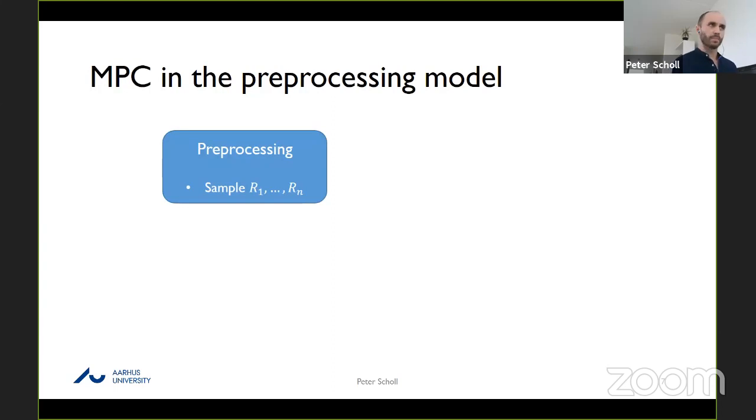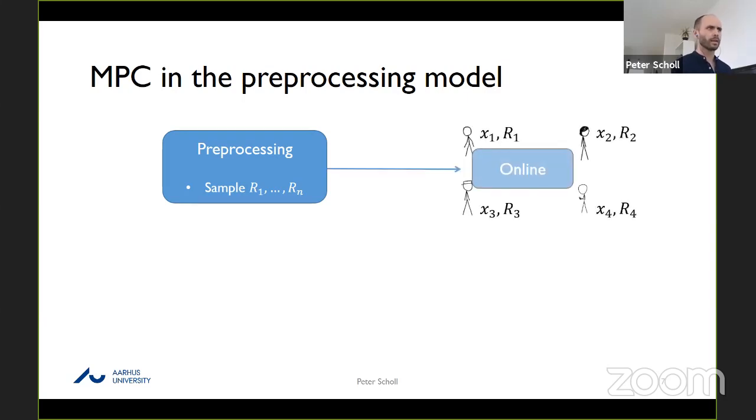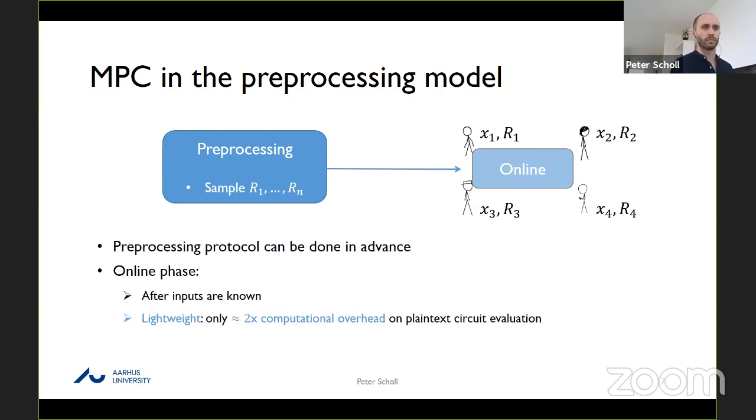SPDZ is a protocol in what we call the preprocessing model in MPC, where the protocol is divided into two phases. First, we have a preprocessing phase, which you can think of as an ideal functionality which samples some correlated randomness and gives each party one private portion of this correlated randomness. Here, each party just gets this random string R_i, and then these are used in the online phase of the protocol together with the inputs of the parties, where they interact to actually learn the result of the computation.